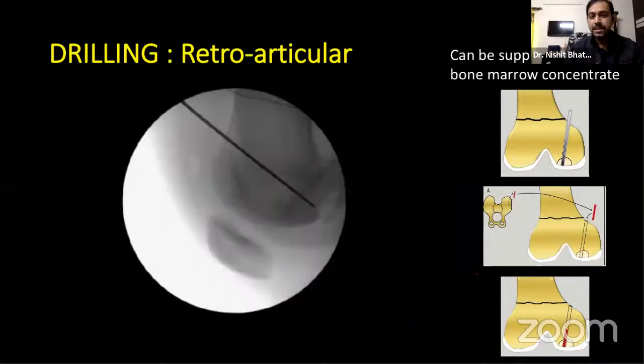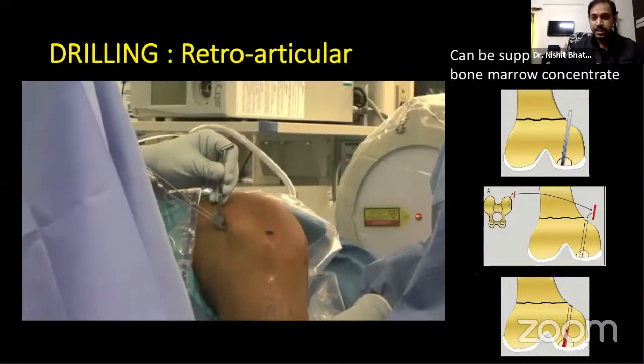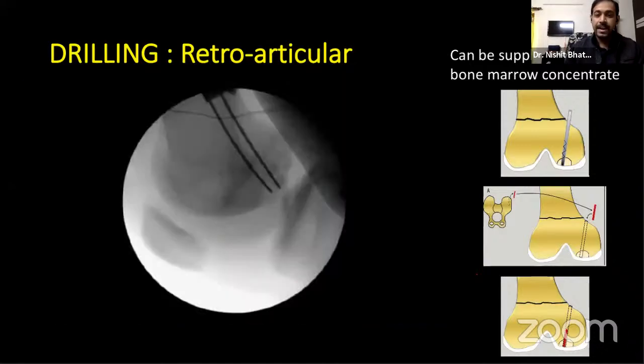Sometimes we can even place multiple K-wires, even up to 8 to 10 K-wires, into that particular defect. An additional thing that can be done here is that the K-wire track which has been made can be further supplemented by bone marrow, which has been taken from the iliac crest, to help and initiate the healing.